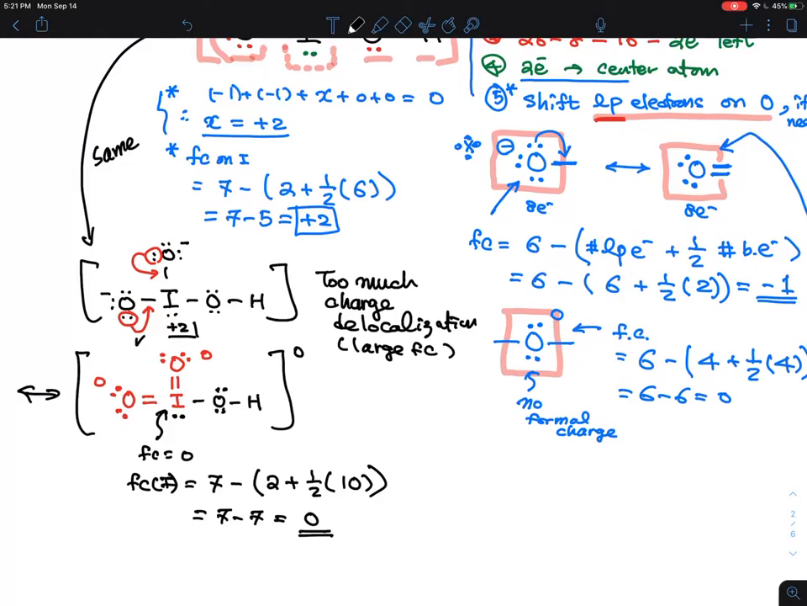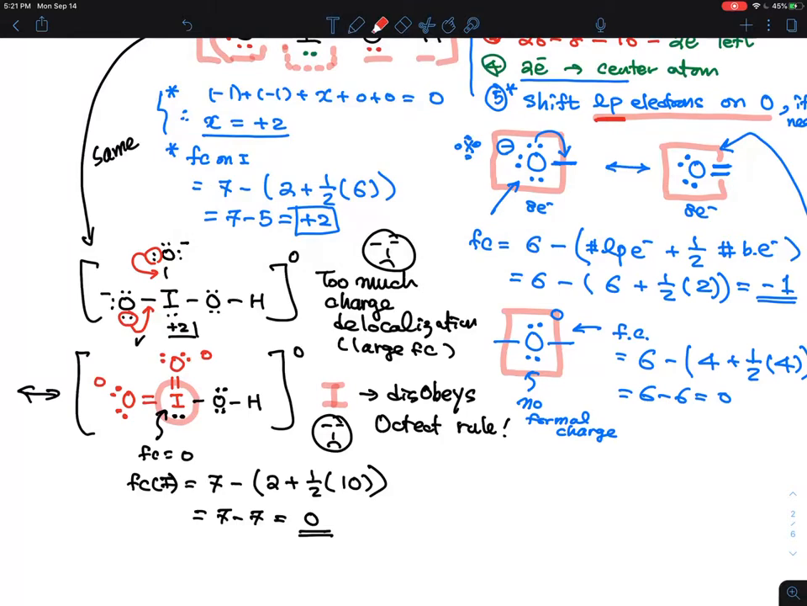Okay? What about this one on the left? Somebody might actually wonder, wait a minute, this iodine here disobeys the octet rule, right? So that's not good. That's not really good. Both are not good, but this one, the iodine in the middle.